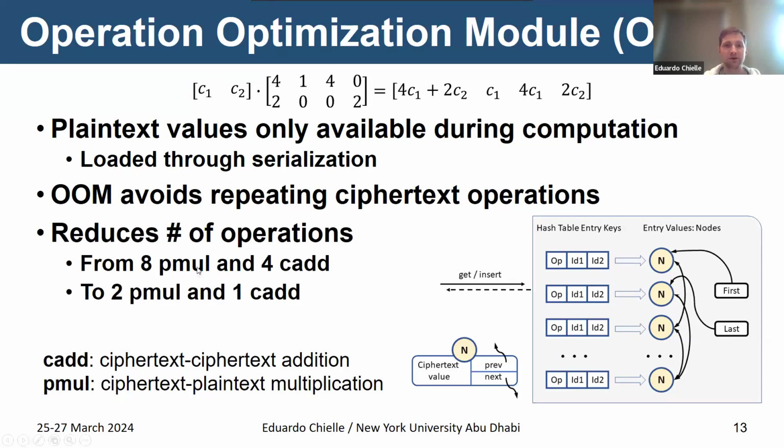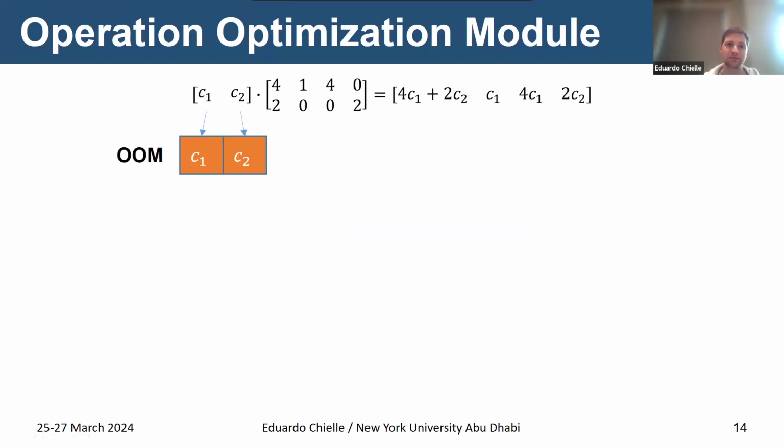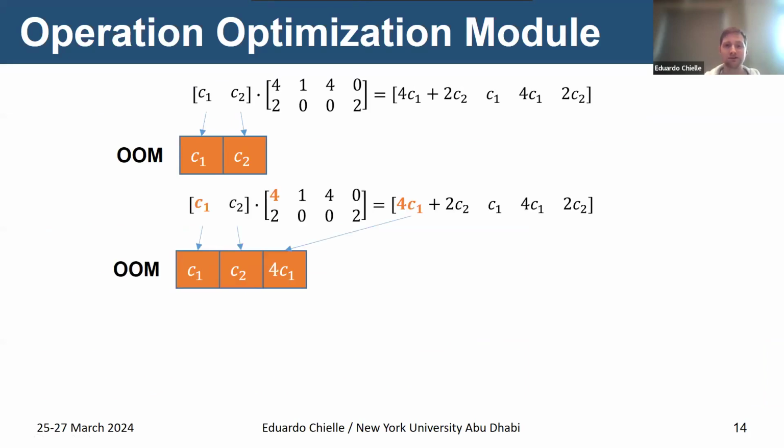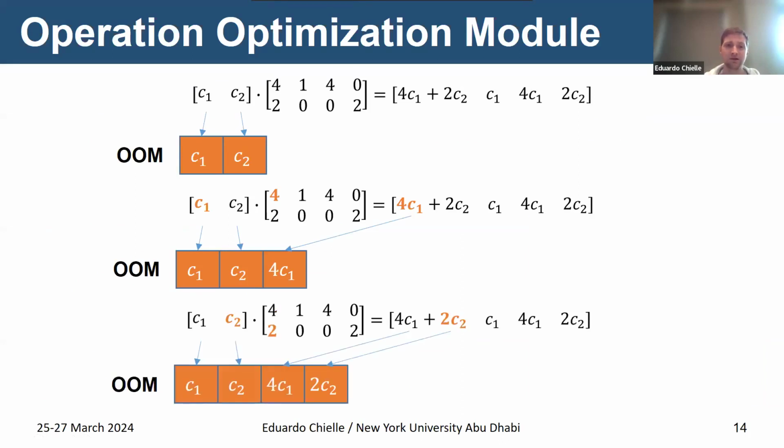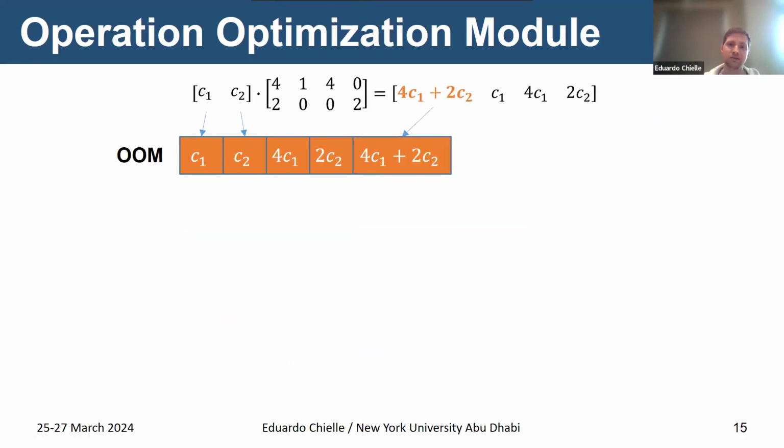The thing is that when we use this module, we can reduce this operation that would take 8 ciphertext-plaintext multiplications and 4 ciphertext additions to only 2 ciphertext-plaintext multiplications and 1 ciphertext addition. Here I'm going to show how it works. So we start the table with the input values, C1 and C2. We compute the first multiplication and we add it to the table. Compute the next multiplication, we add it to the table. Now we compute the addition, but the other values stay in the table with the temporary values. We don't destroy them. And then we also add the addition to the table.